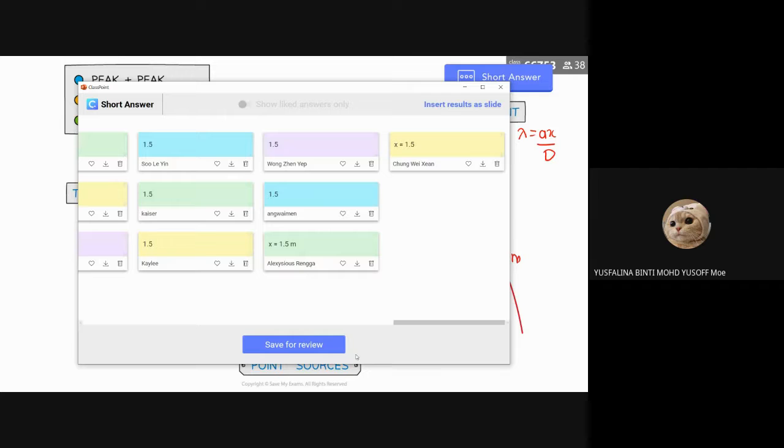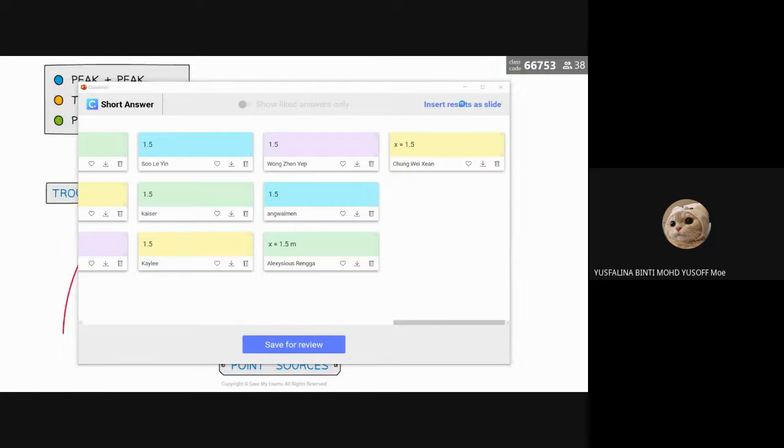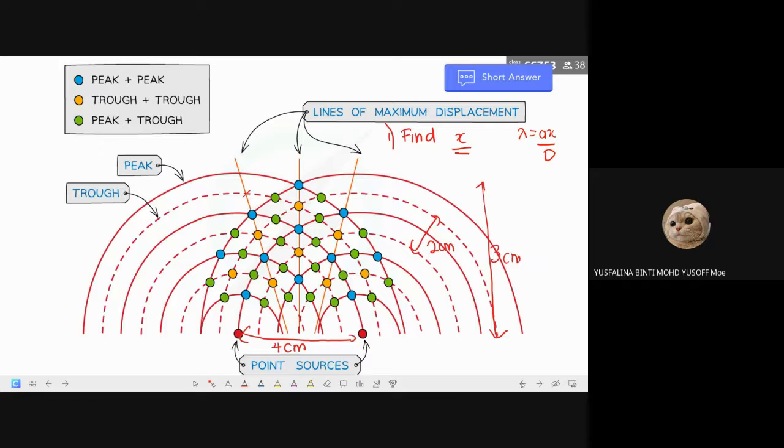Okay, so let's check your answer here. Lambda is equal to ax over d. So what is actually the formula that you should use? So this one. Lambda is already given here. I just mentioned to you whether you want to take crest to crest or trough to trough. This one is trough to trough, so the lambda is 2, right? While a is the distance between two sources, there is a 4. a is 4. Okay, x you need to find.